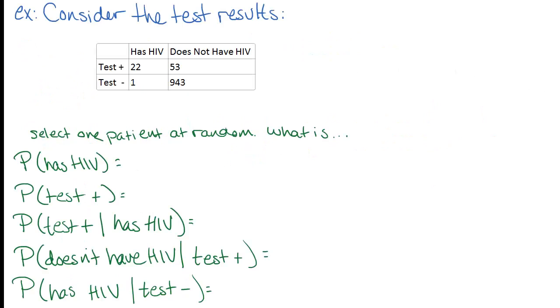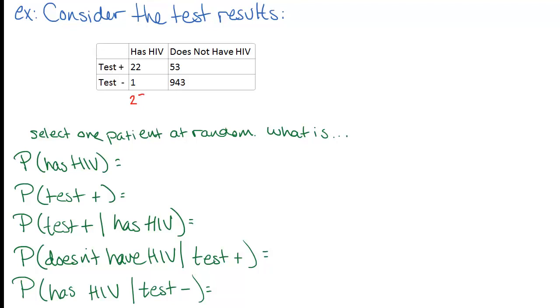Another example using some empirical probabilities, we've got this test result table again. So remember, this is patients who either have HIV or do not have HIV, and whether they tested positive or negative for HIV. So the first probability we have here is not a conditional probability. This is the probability that a subject has HIV. So if we look at the has HIV category, this is broken into 2 pieces, those who test positive and those who test negative.